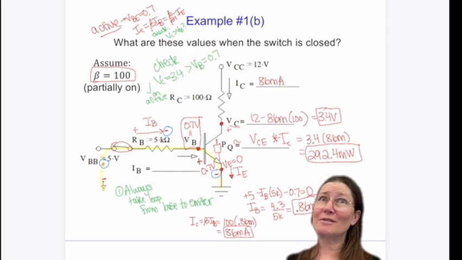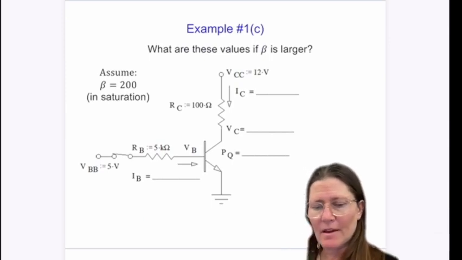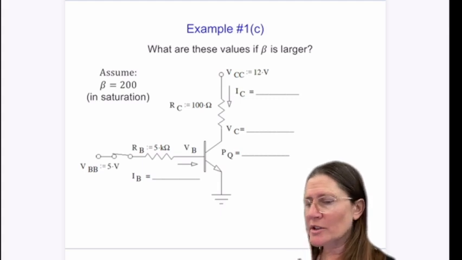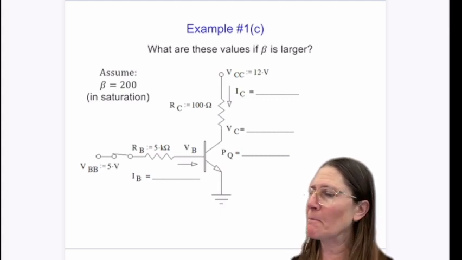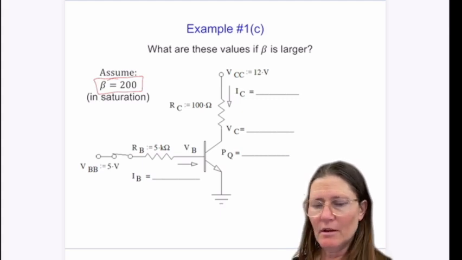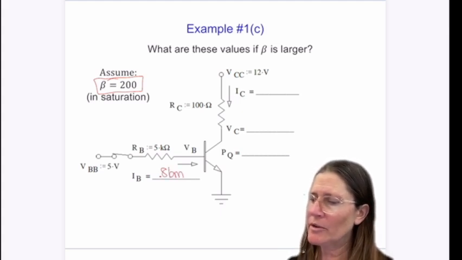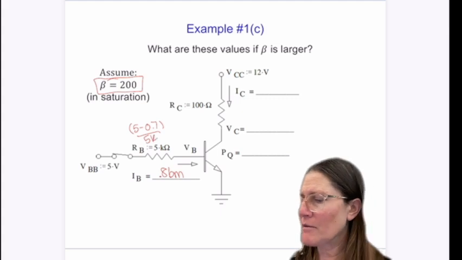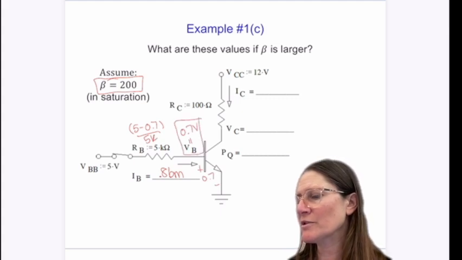All right, questions? Okay. So I wanted to just give an example of like how much difference can you see when you have a different beta. So this one, assuming that beta is 200, you get the same value, 86 milli here for IB. So IB again is just 5 minus 0.7 over 5K. You get 0.7 here, so you get 0.7 volts. So these are the same.